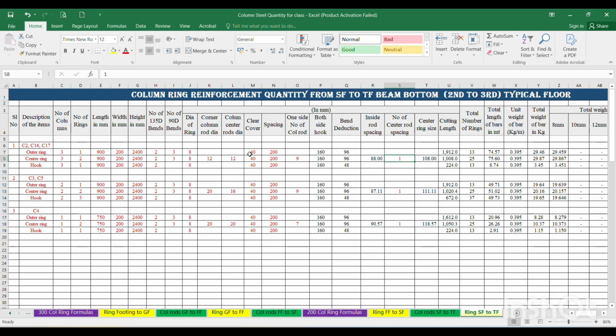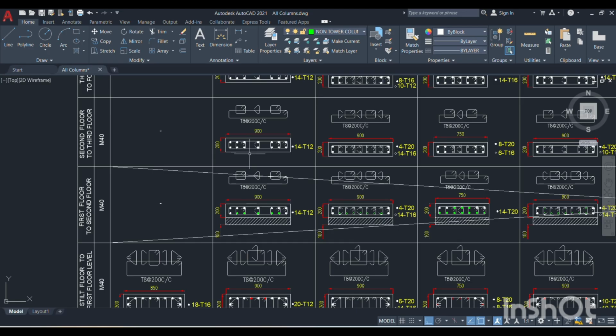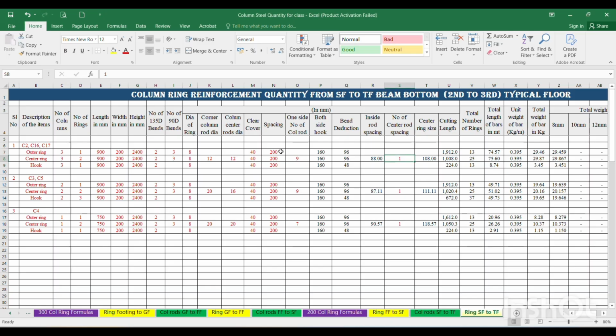And number of center rod spacing, this is the center ring. So inside this center ring, how many rods are there? 2 rods are there. That's why the spacing between these 2 rods is 1. That's why you have to write this number 1. Then center rod size, C value will be calculated, and cutting length as per the formula, number of rods, total length of bar, unit weight, total weight, and dia segregation, everything Excel will do. You do not bother about that.